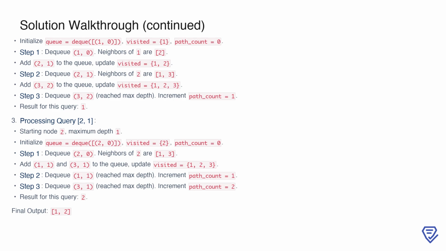For the second query, starting at node 2 with a maximum depth of 1, we again initialize the queue and visited set. Dequeuing node 2, we find its neighbors, nodes 1 and 3, and add them to the queue at depth 1. Both nodes 1 and 3 are at the maximum depth, so each increments the path count, resulting in a final count of 2 for this query. The output for both queries is thus 1, 2.